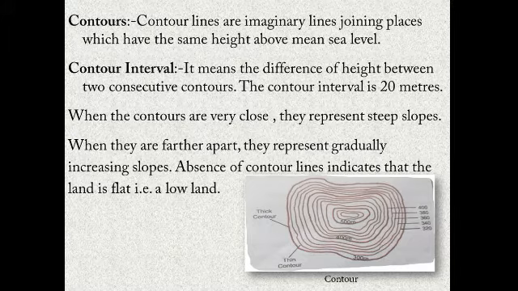When the contours are very close, they represent steep slopes, because when the contour lines are very close, it is steep. When they are farther apart, they represent gradually increasing slopes, so you can say it is a gentle slope. When the distance between two contours is more in the map, we can write gentle slope. Absence of contour lines indicates that the land is flat, otherwise known as a lowland. Clear? When the contours are very close, they represent steep slope. When far apart, it is gentle slope. If there are no contour lines, it is a flat lowland.